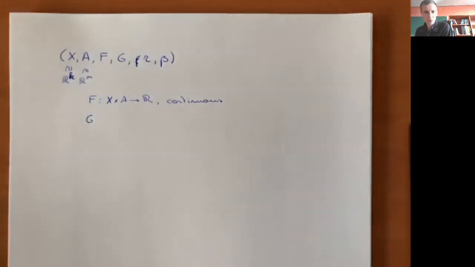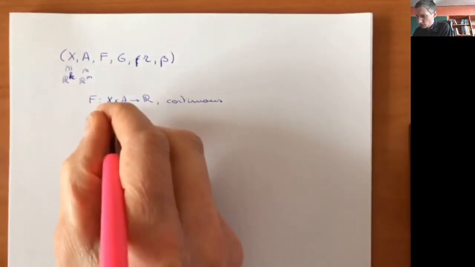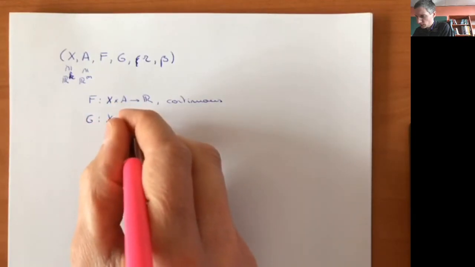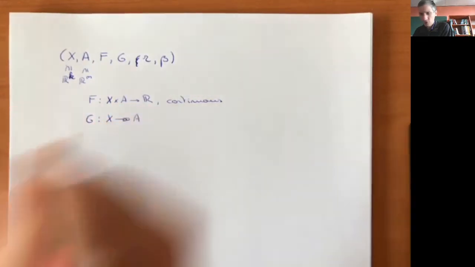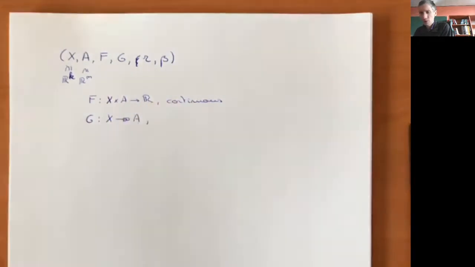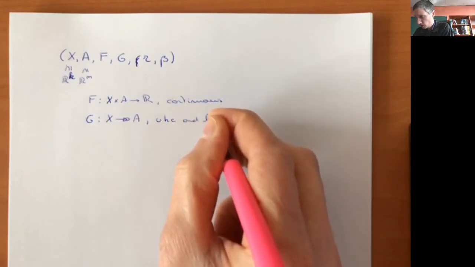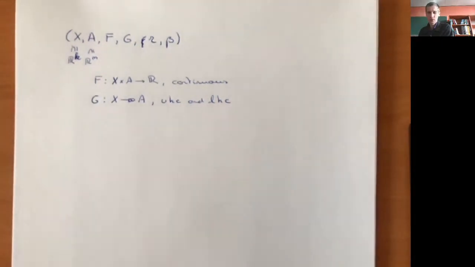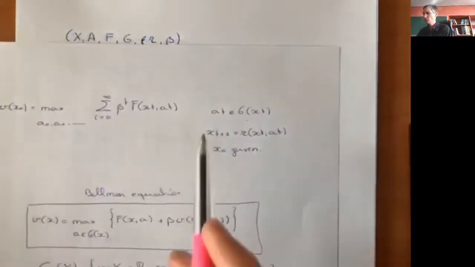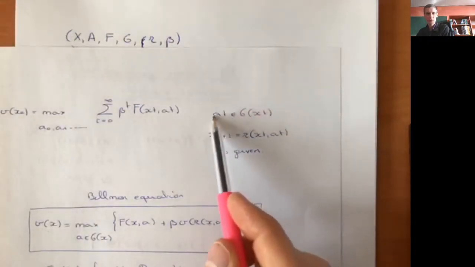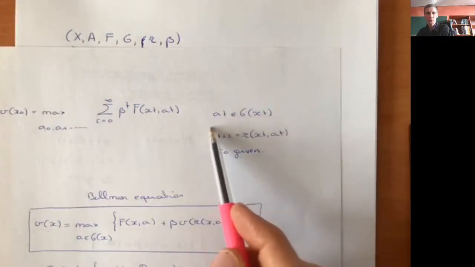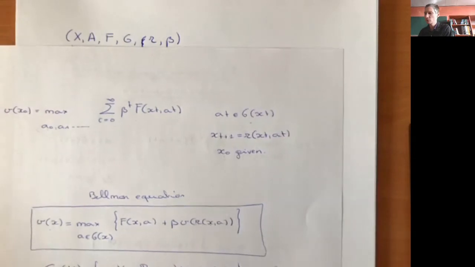Then the next ingredient, this is our correspondence G. So remember, G takes an element in X and produces a subset of A. So here we're going to assume that G is continuous. So in particular, it's upper hemi-continuous and lower hemi-continuous. Okay. Again, we're maximizing subject to this kind of constraint, and then upper and lower hemi-continuity will be useful if we want to apply Berge's maximum theorem.